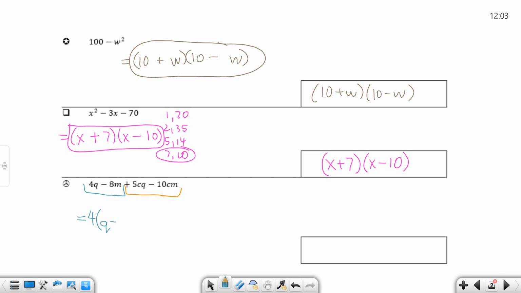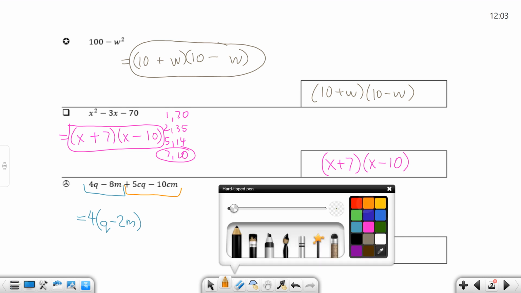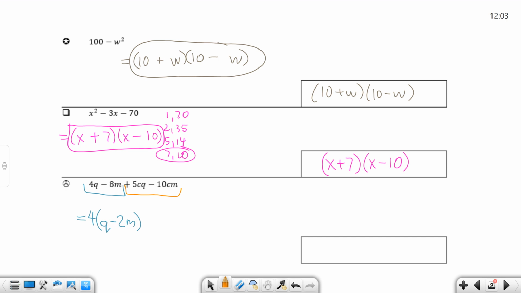So this is going to be Q minus 2M, right? Because 4 times Q is 4Q, 4 times 2 is 8, and it's negative, and then the M is there, right? So Q minus 2M there. Now the orange, let's go over here and factor this.